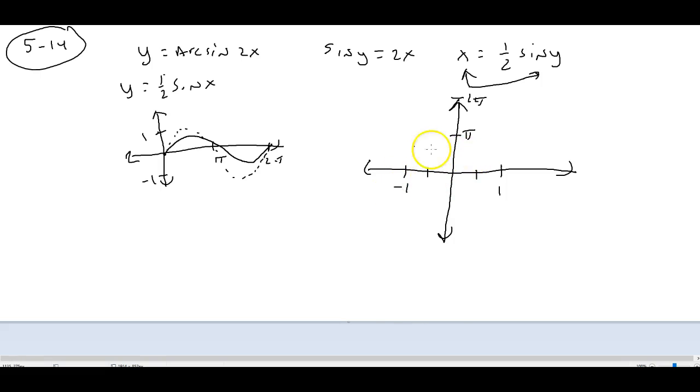And so I know that when I'm at 0 over here, I'm at 0, right? So I switch that, make it 0, 0 over here. But things get better when I get to here. This is pi over 2, and it's 1/2. So the point over here is pi over 2, comma 1/2. Well, that's going to be 1/2 right here, pi over 2.